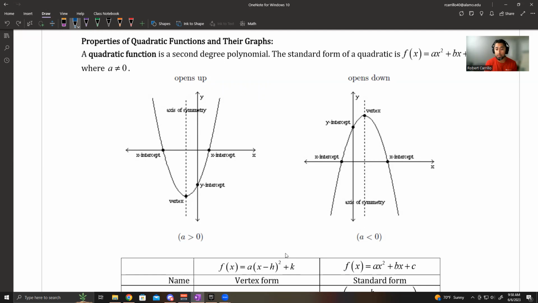If your parabola opens up, this means that the leading coefficient is positive. This means that a is positive, and if it's positive, it opens up. The second type is if a is negative. If a is negative, the parabola opens down. So if your leading coefficient is negative, it opens down. Okay, so a couple of characteristics of parabolas, whether they open up or open down.